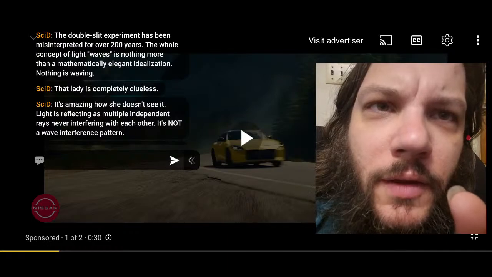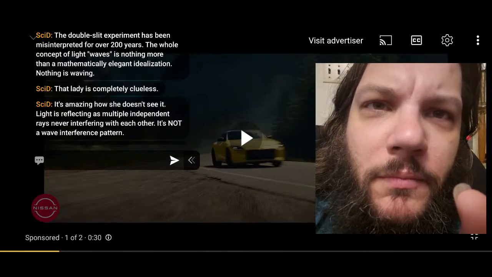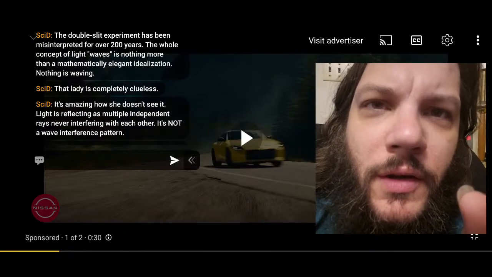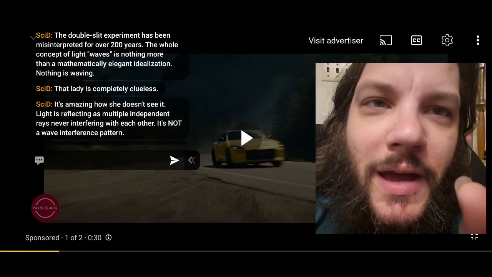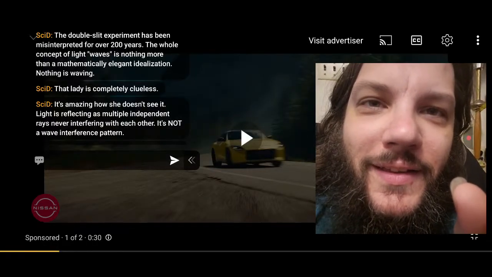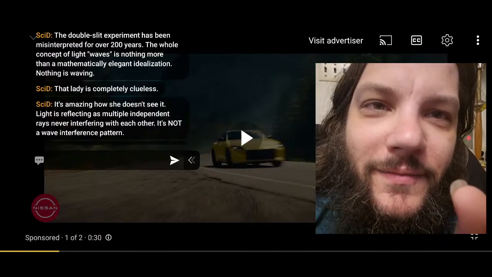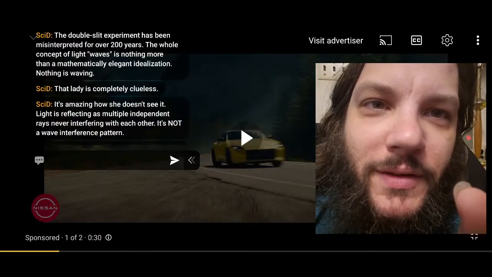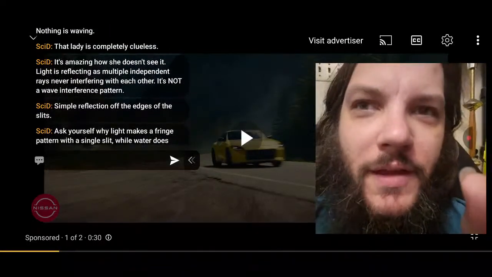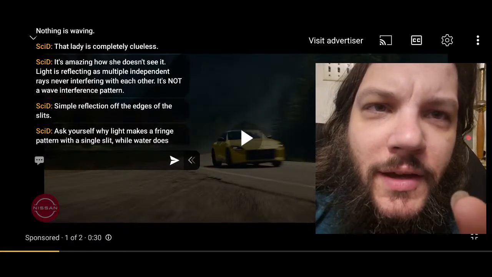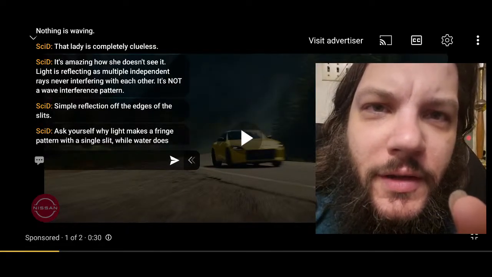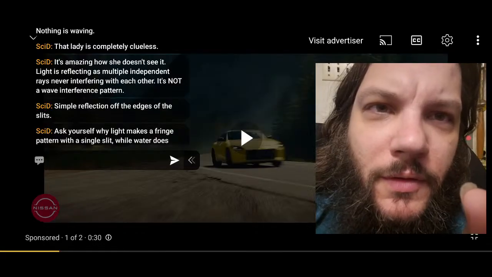SOD Sid: Double slit experiment has been misinterpreted for over 200 years. The whole concept of light as waves is nothing more than mathematically elegant. Yeah. That lady is completely clueless. Not completely, but like sort of. Amazing how she doesn't see it light reflect in multiple.